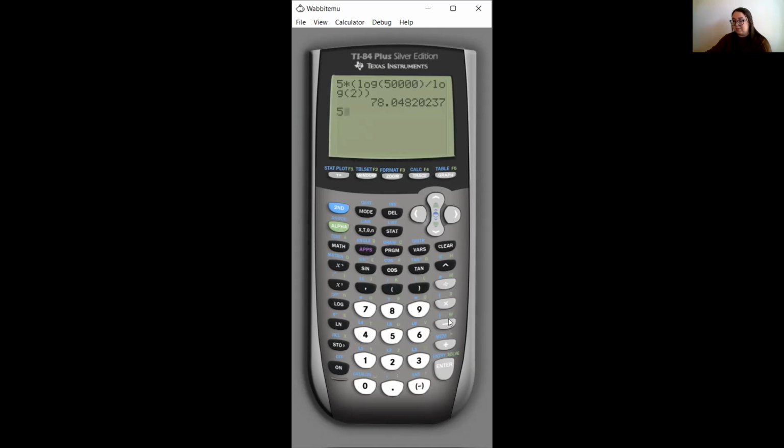You would plug in, 5 times parentheses log of 3 million, so 3,000,000,000. There we go, divided by 60. Close off that logarithm, divided by log of 2. Close off those parentheses, and there we go. We get the same answer. So whichever one you decided to plug into your calculator, same answer would have come out either way, and you would have gotten that answer correct.